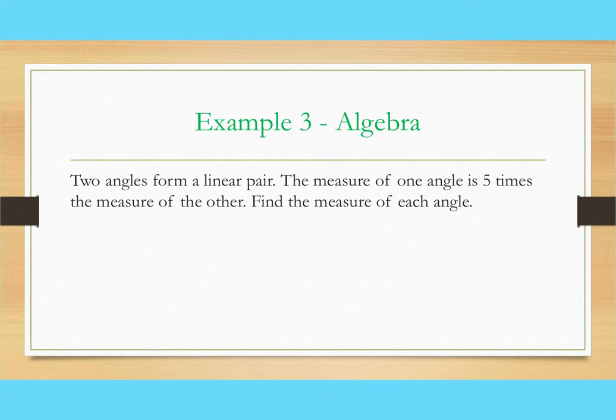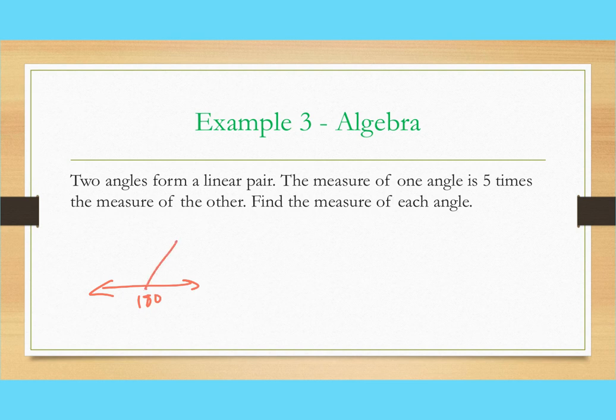All right. Two angles form a linear pair. The measure of one angle is 5 times the measure of the other. Find the measure of each angle. Sophia. Just tell me how you get to it. Okay, so you make a straight line which equals 180, and then you divide 180 by 5.